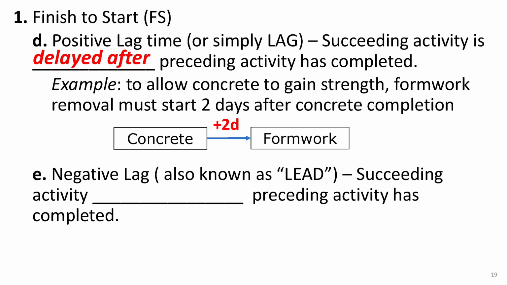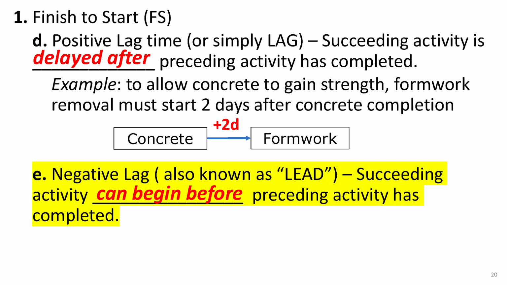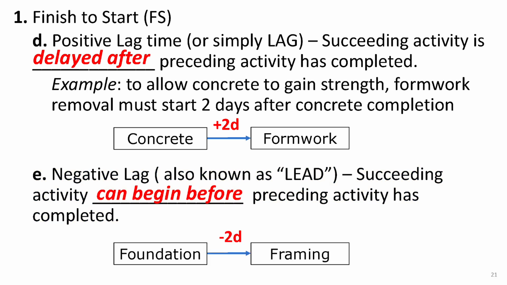If you want to start the successor activity earlier, before the predecessor is finished, you can use negative lag, also known as lead time. Lead time is the number of days the successor activity can begin before the predecessor is completed. This is commonly used when the successor requires significant preparation work that does not depend on the predecessor's completion. For example, if you want to accelerate the project, framing may begin 2 days before the foundation is fully completed.